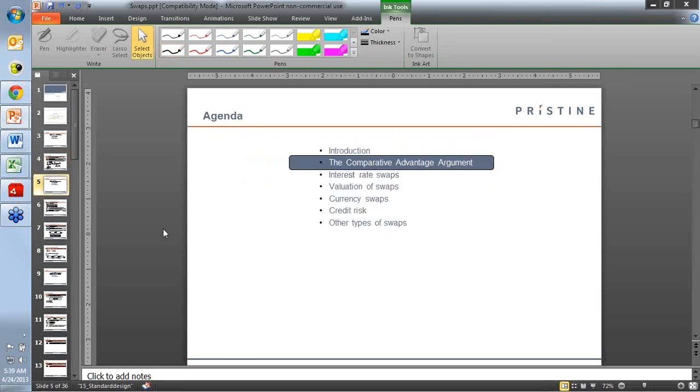Okay, so let's look at the comparative advantage argument then. This is one argument for the existence of swaps. This will show us how companies can use swaps to borrow funds at a lower borrowing cost.